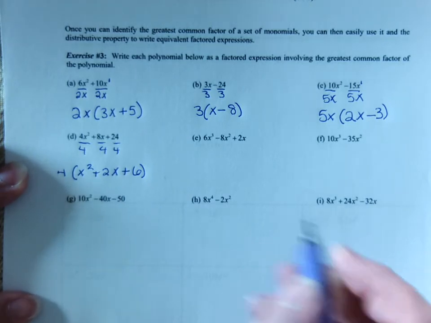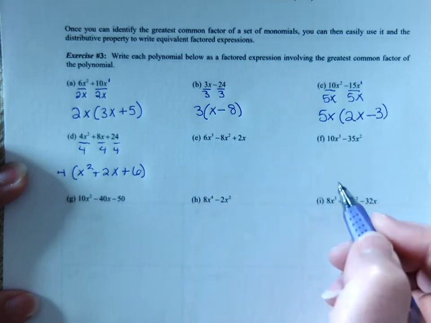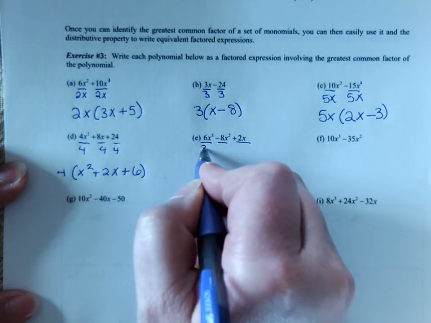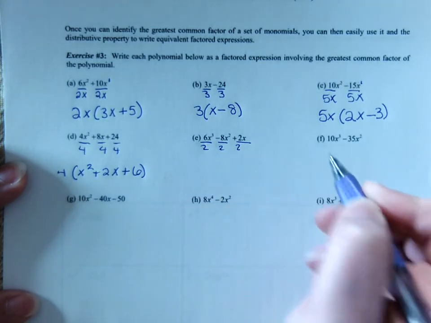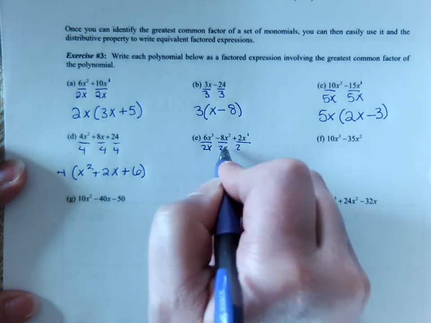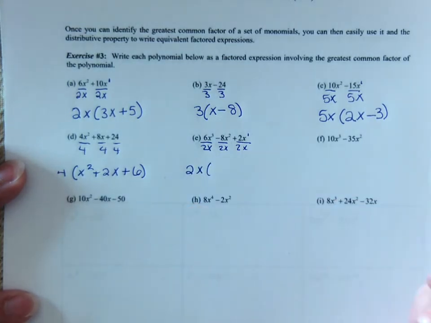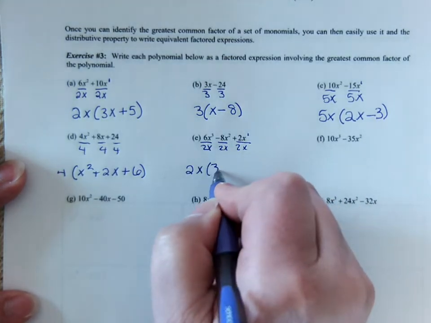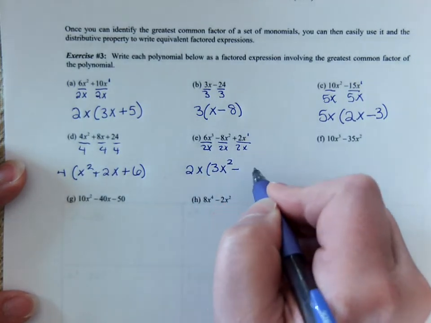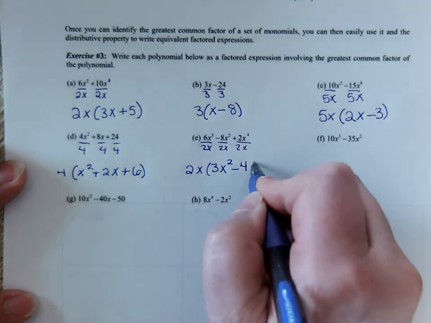E. 6x cubed minus 8x squared plus 2x. So 6, 8, and 2, I can divide all those terms by 2, and they all have an x. 3, 2, and invisible 1, I take that lowest exponent, so I can take an x out of everything. So 2x is my GCF. So 6 divided by 2 is 3. X cubed divided by x is x squared, minus 8 divided by 2 is 4. X squared divided by x is x.